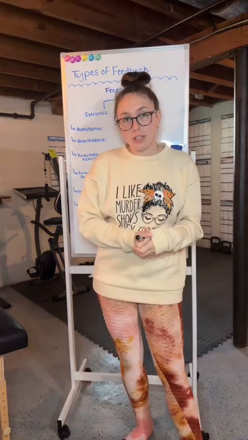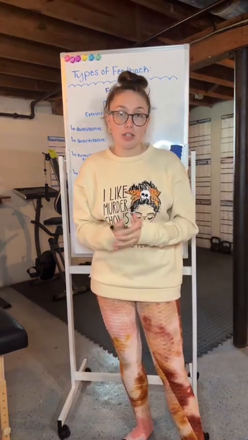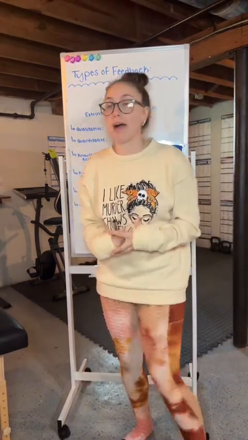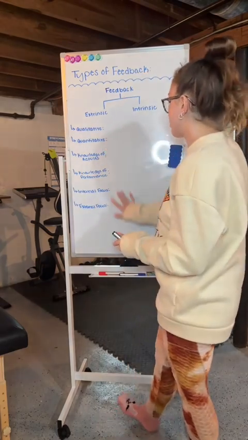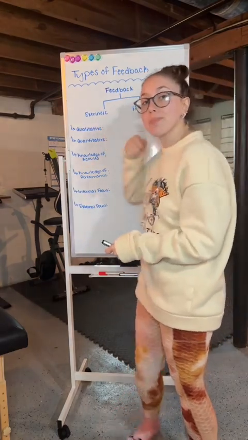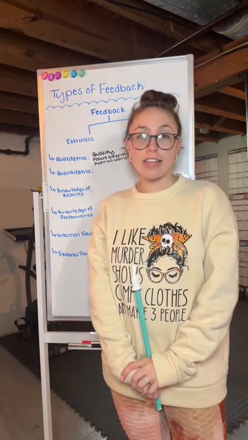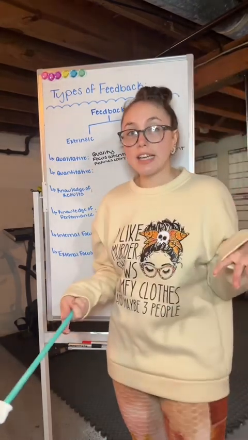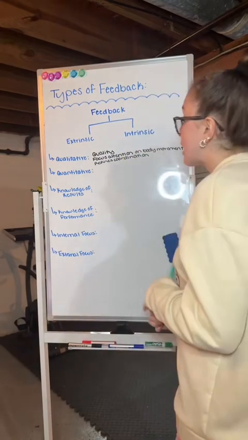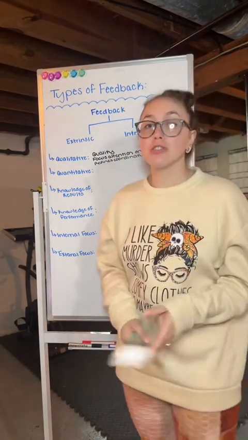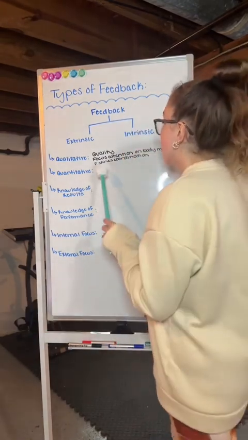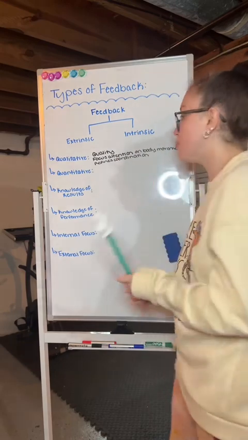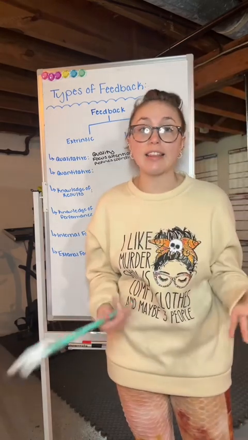For the remainder of this video, we're just going to talk about extrinsic feedback, also known as augmented feedback. And we're going to dive into the different types of feedback that fall under this category. The first type of extrinsic feedback we're going to discuss is qualitative feedback. Now, when you think of qualitative, think of quality. And this type of feedback is from the therapist to the patient, and it helps the patient to focus attention on a specific body movement. So this really helps with refining that coordination.